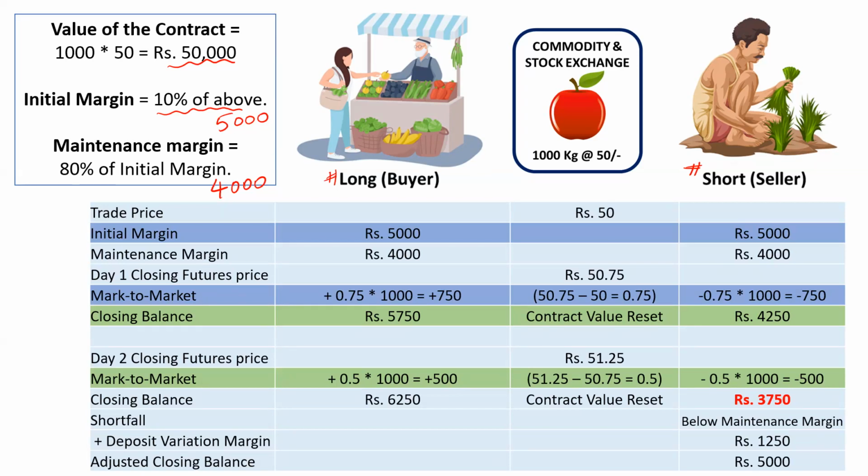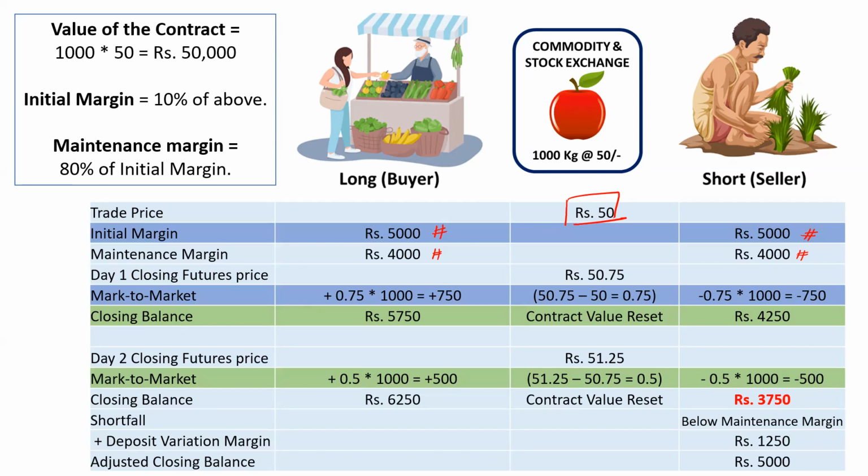If the account falls below 4,000, you have to deposit additional money and bring it back to the level of 5,000, which is the initial margin. So let's see some calculation. The trade price, the price at which they have entered into the particular futures contract, was 50. Initial margin posted by both of them is 5,000 with their respective brokers. Maintenance margin is going to be 4,000. So this is 80% of 5,000. This is also a requirement for both these parties.